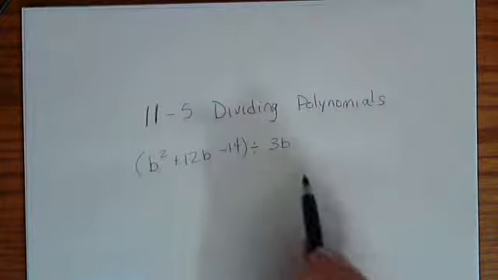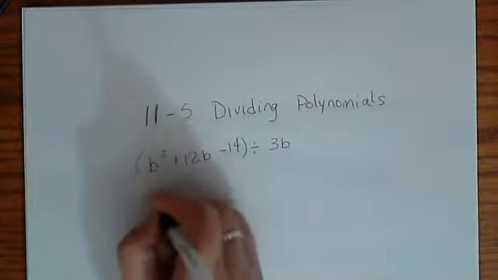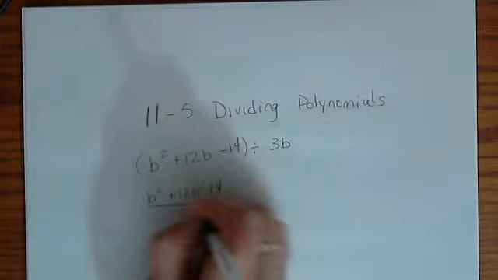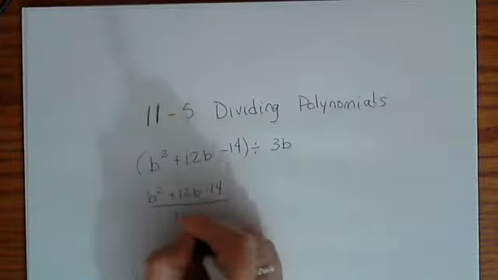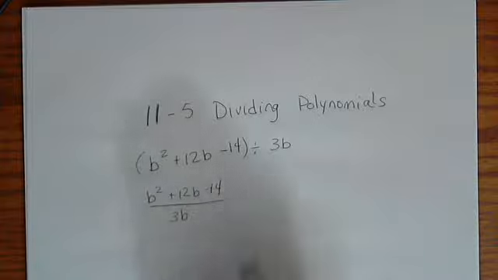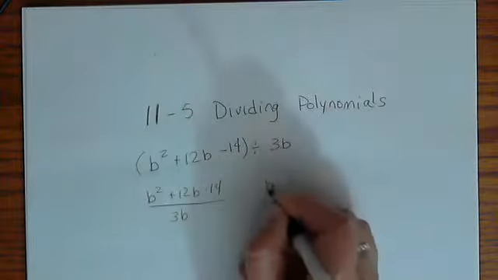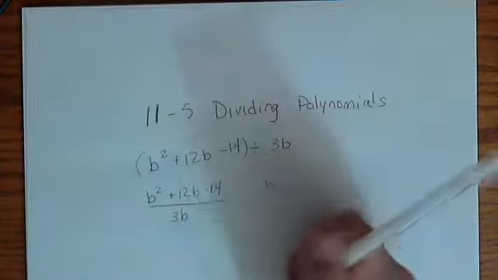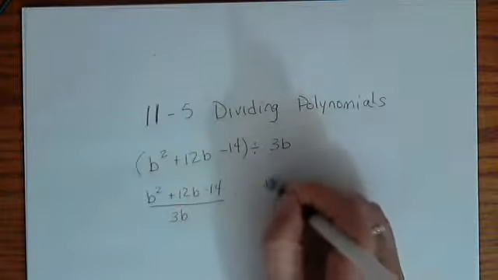So we don't like to write division like this. We're going to write it like a fraction. So b squared plus 12b minus 14 divided by 3b. Let's see, what can we do to simplify? Is there anything at all that we can simplify? This might factor, and it would factor to something like b, let's see, multiply to 14 and add to 12. Nothing's going to work on that one.